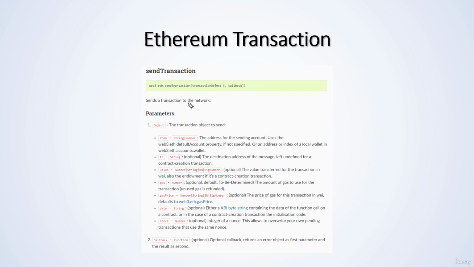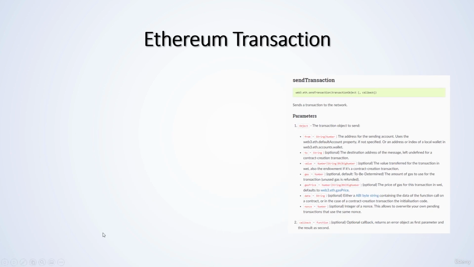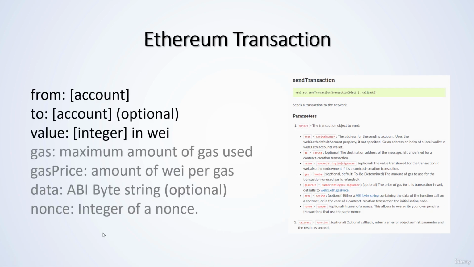Now, what happens over here if you don't send a to field? I will also show you this in the later lectures about the smart contracts. Then the data field must be populated, because then it is a contract deployment. Okay, data field populated, no to field, contract gets deployed. Okay, one more time, the most important things. From is an account, to is optional, value is an integer in Wei, and the rest we will talk about later as well.